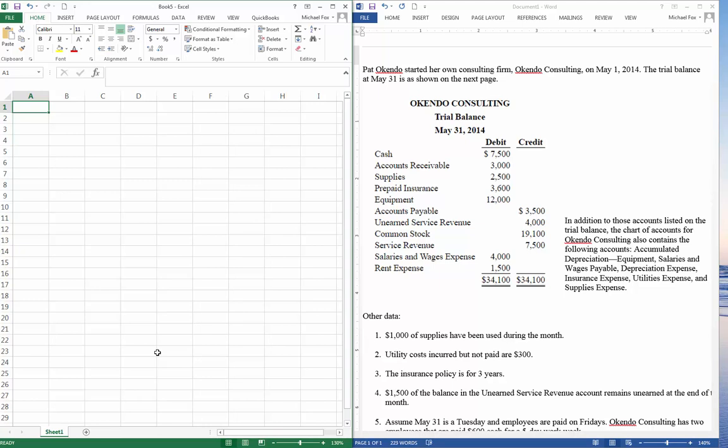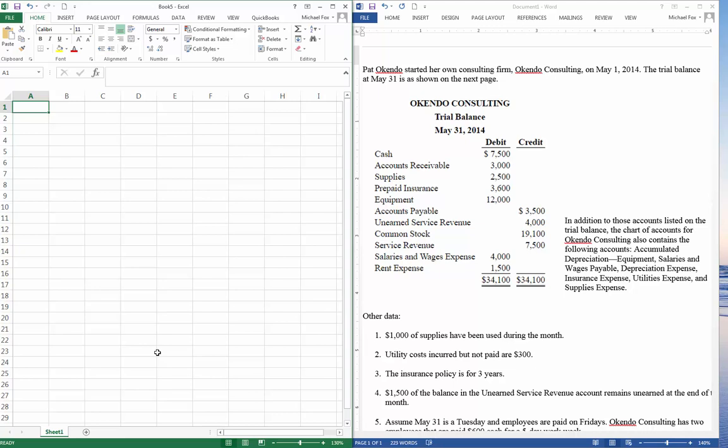Okay, here's problem 4-2B. This is off of the chapter 4 assignment number 2. So I'll just jump into it. Pat Okendo started her own consulting firm, Okendo Consulting, on May 1st, 2014. Trial balance at May 31st is shown on the next page. Actually, it's not the next page, it's right there below it.